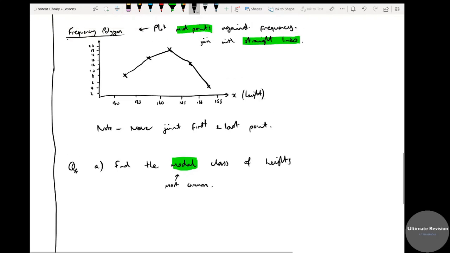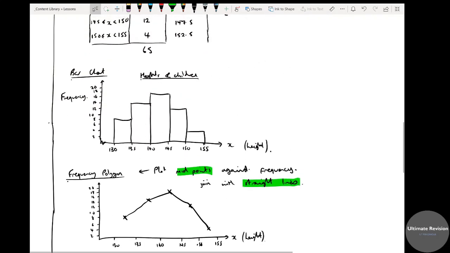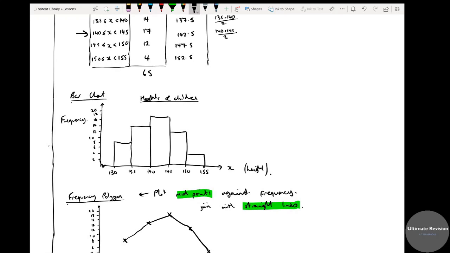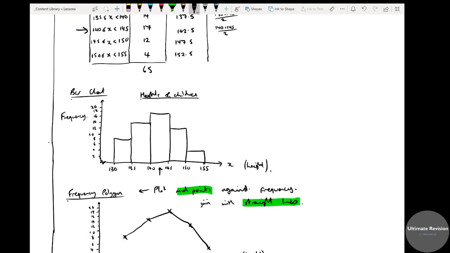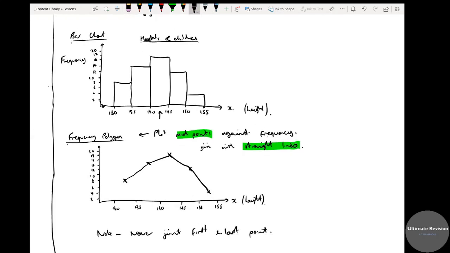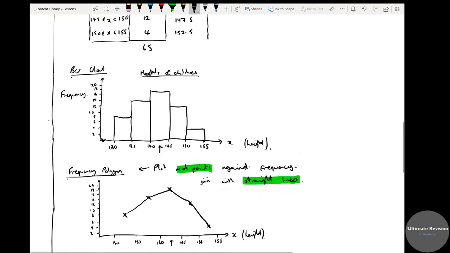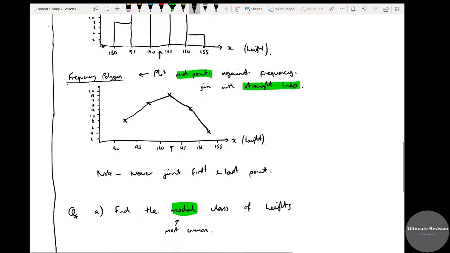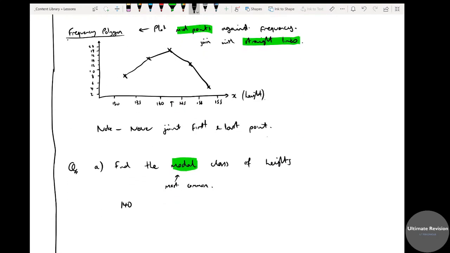Now the most common, I can look at this in 3 different ways. I could find it from the table. Well, the most common is that one. I could find it from the bar chart. The most common is obviously that one, it's the highest peak. Or I could find it from the frequency polygon. The most common is that one. And it asks for a class, so I put the whole thing in. So the answer there is 140 to 145. That is my answer to the modal class of heights.